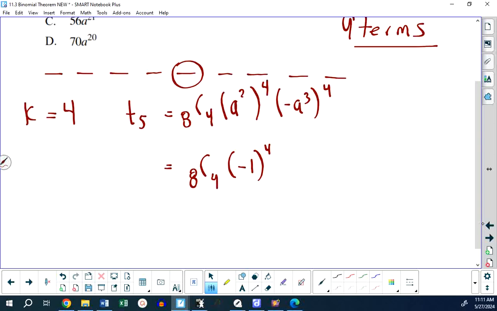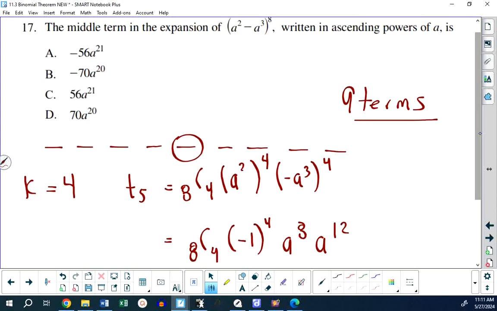I'm going to have a to the 8. 2 times 4 is 8. I'm going to have a to the 12. That's very helpful because now I know I'm going to get a to the 20. And I have to figure out what 8 choose 4 times negative 1 to the 4 is. Negative 1 to the 4 will be a positive number. So, you know, if I have confidence in what I've done, I should be able to just choose D because it's the only one with a to the 20 and it's the only one with a positive coefficient. So can you confirm, though, that 8 choose 4 is in fact 70? It is. Okay.